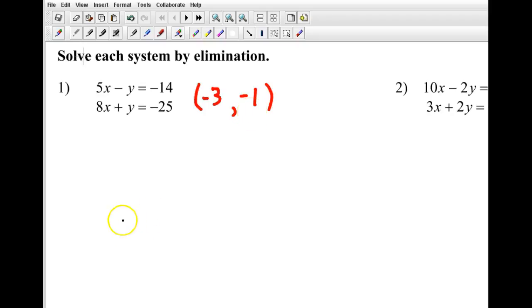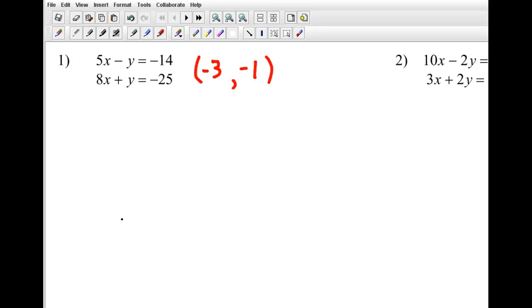Yes? Okay, so if you want to verify, like you're taking a quiz or test, before you even turn it in, you can check to see if it's right. And that's just by plugging it in to both of these. So you want to see, is 5 times -3 minus a -1 equal to -14? If it is, then you're halfway there. So like -15 plus 1, that does equal -14.